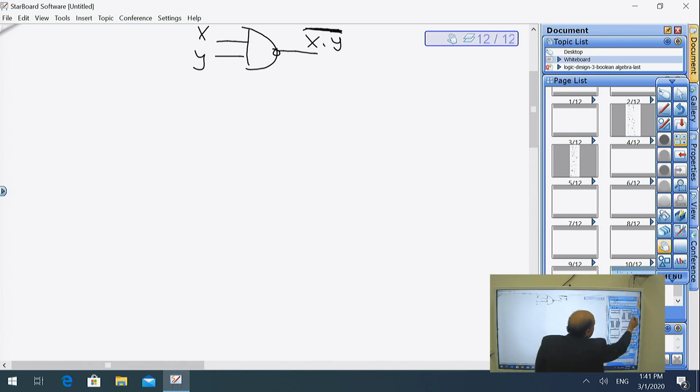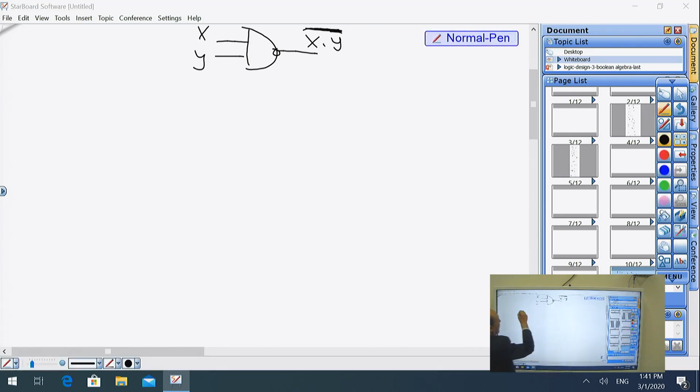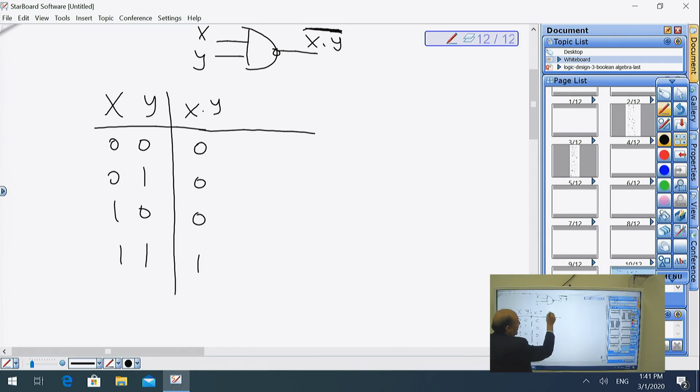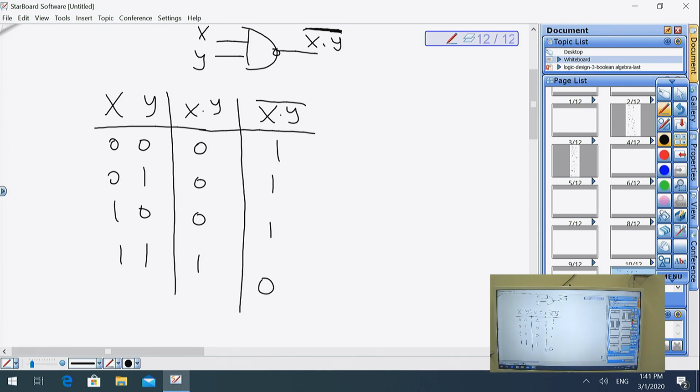And for the NAND, we can obtain the truth table. We have two inputs, so we list the states, X and Y, 0, 0, 0, 1. And for the NAND, X and Y all not, which is 1, 1, 1, 0. This is the NAND operation.